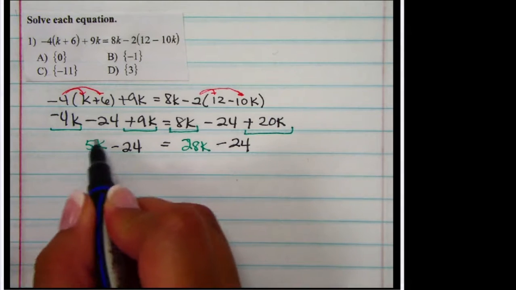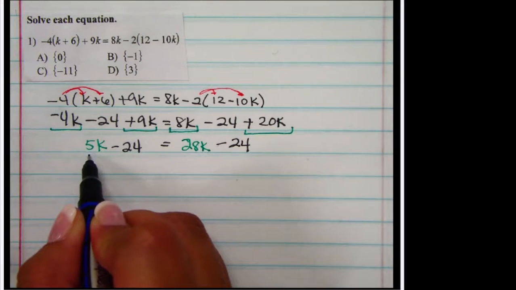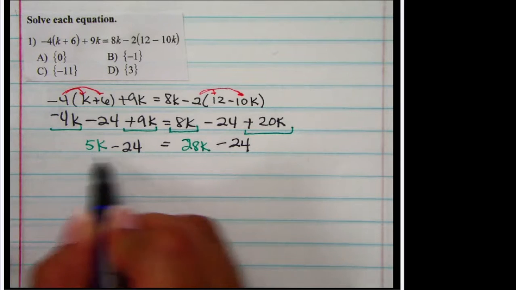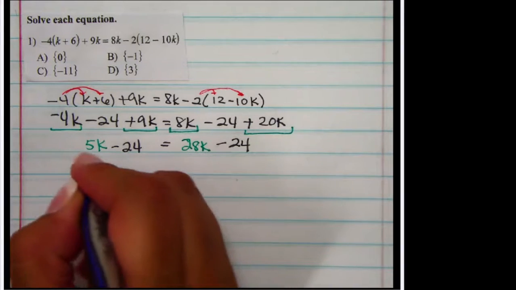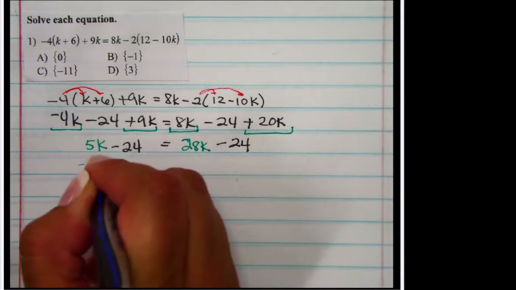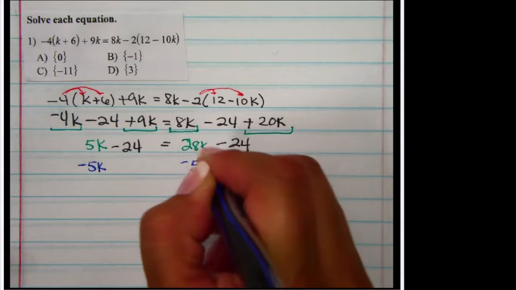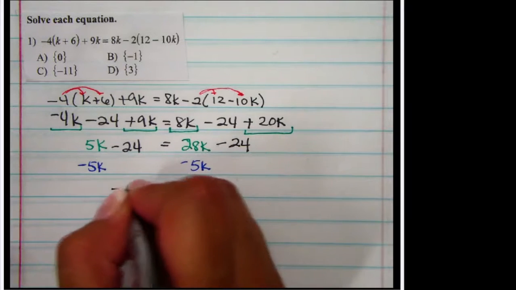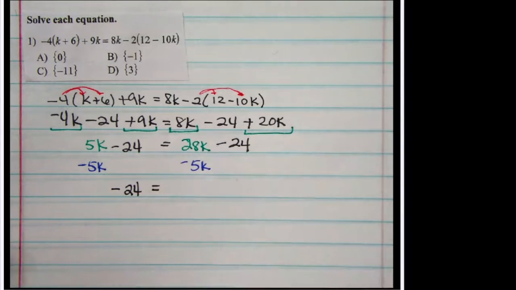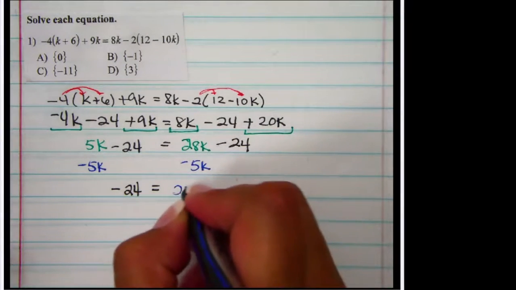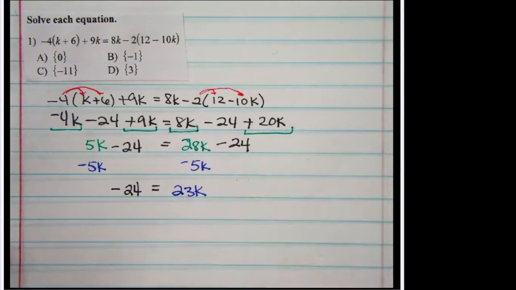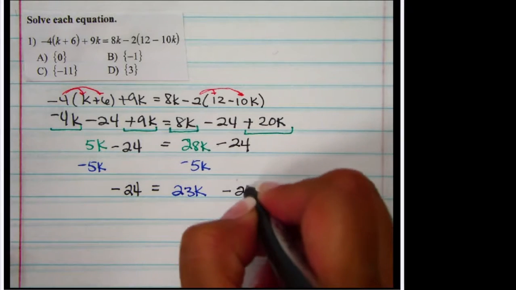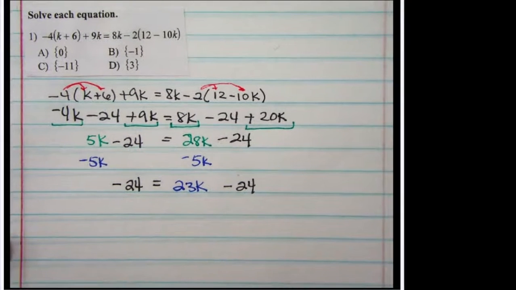I'm going to target this one because its coefficient, this number in front of the variable, is smaller than the one on this side. So negative 5K, and I'm going to subtract 5K over there. This is going to give me negative 24 on this side, 23K on this side, and the rest of my equation remains unchanged.